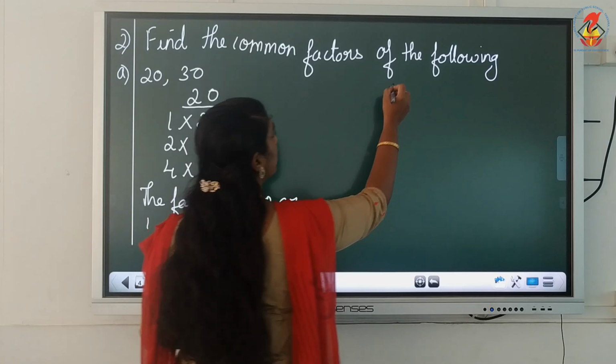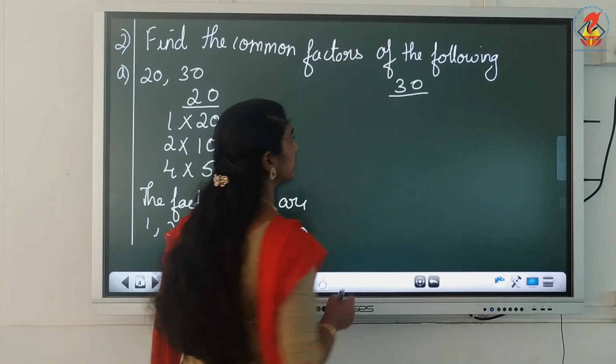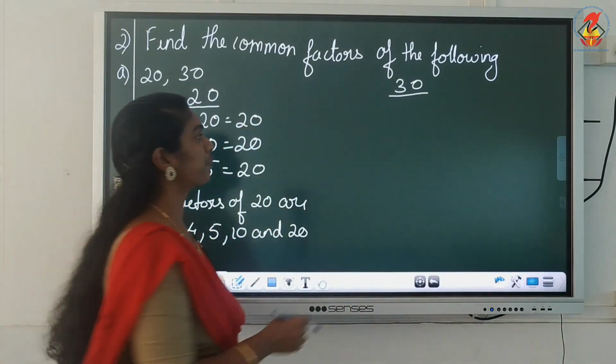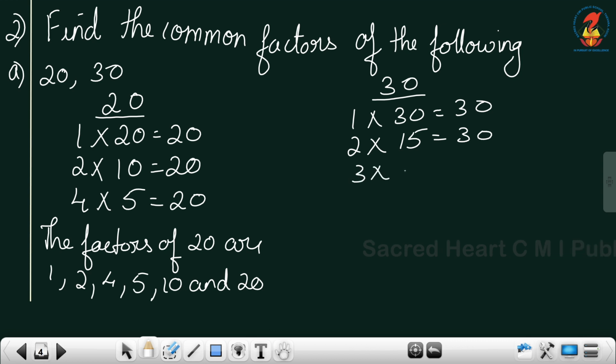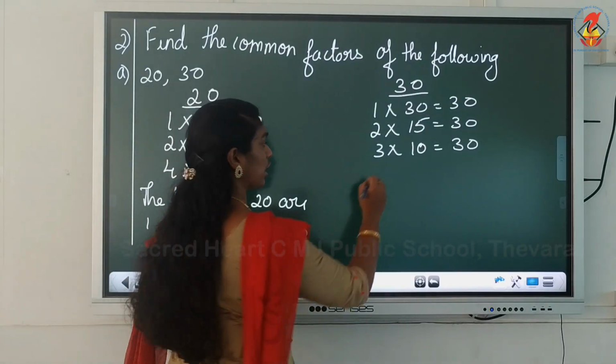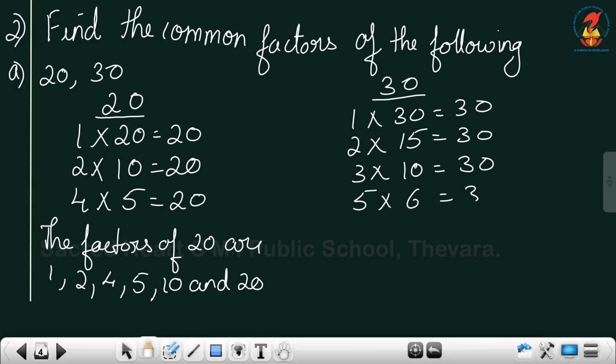Okay. Next one, 30. Find out what are the factors of 30. We have already found out in the previous question. 1 into 30 is equal to 30. 2 into 15 is equal to 30. 3 into 10 is equal to 30. 4 into, we don't have. 5 into 6 is equal to 30.